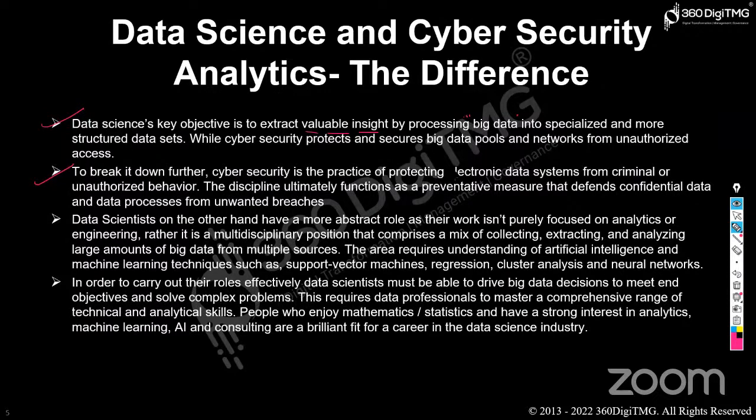Cyber security is the practice of protecting your electronic data system from whom? From criminals or unauthorized behavior. The discipline ultimately functions as a preventive measure of defending. What is it doing? Ultimately, it is defending your confidential data and data processes from unwanted breaches. Whatever information you have on your laptop, that is confidential, personal data. So cyber security helps in protecting that confidential data.